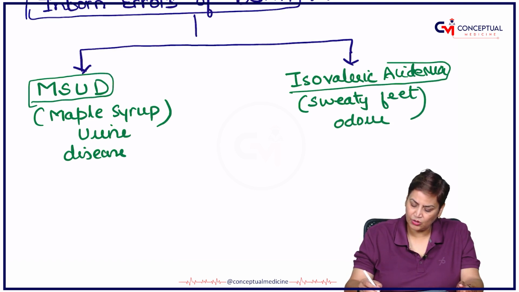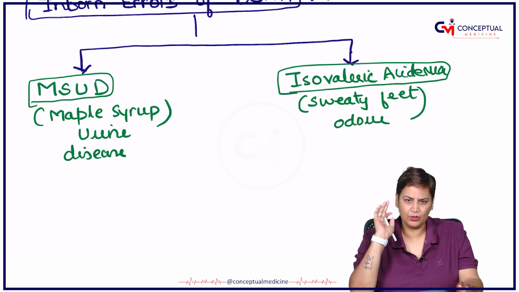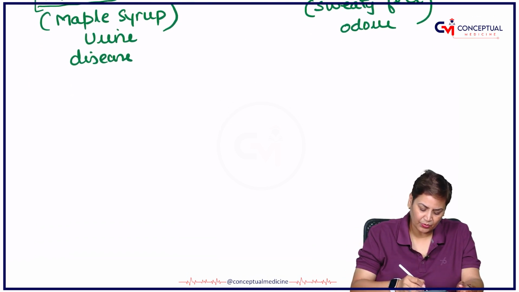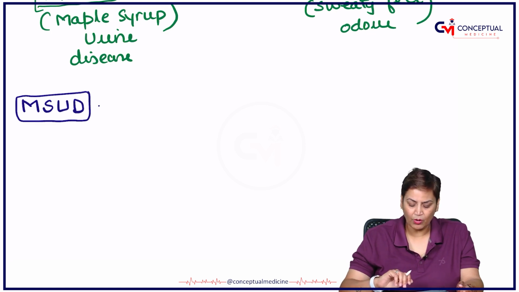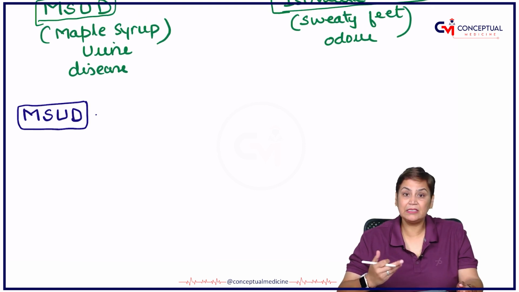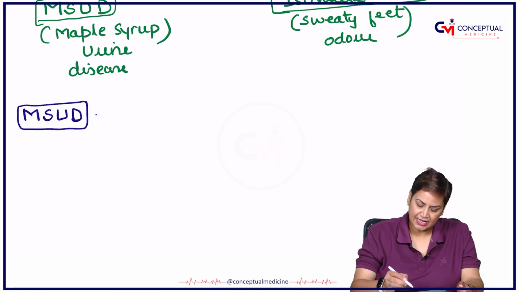Two diseases, or two inborn errors of metabolism, are associated with branched chain amino acids. First of all, let's take up the first one, maple syrup urine disease. It is clear from the word itself, maple syrup: the urine gives the smell of burnt sugar.